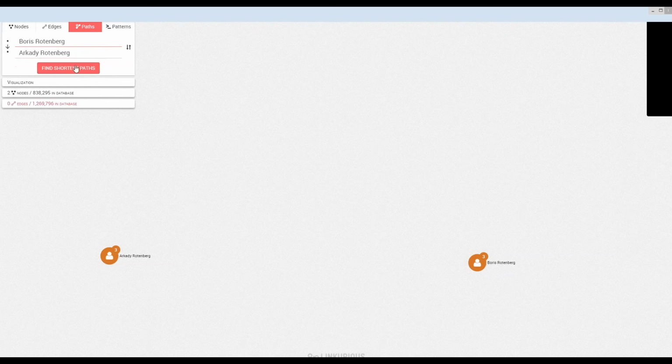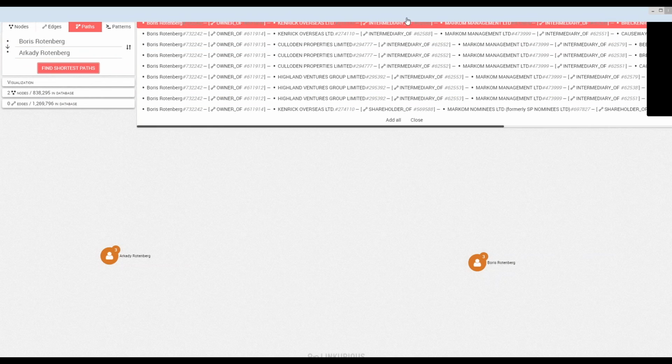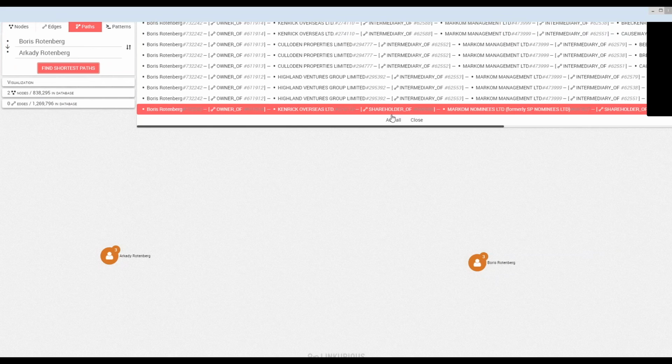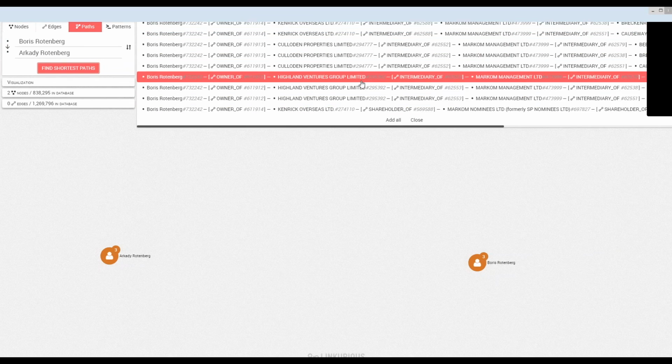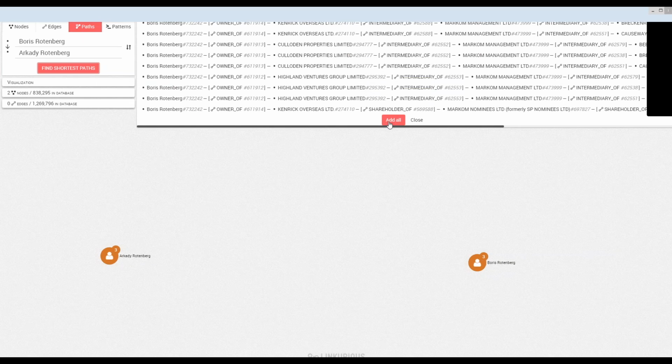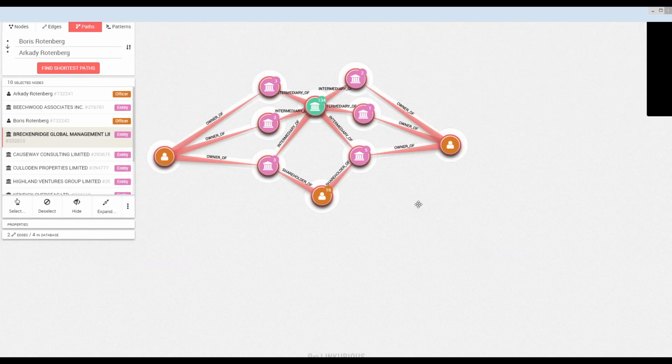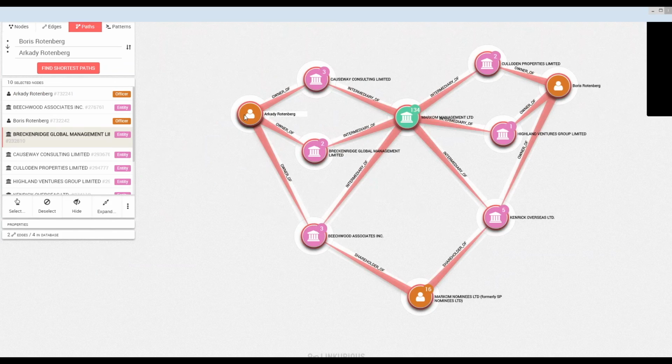I've selected these two nodes. I'm clicking on Find Those Paths, and I'm going to be able to view how these 2 persons are connected. It sounds like there are about 10 different paths between the 2 of them. I'm going to add them all to the visualization, and now I can see how Arkady Rotenberg here and Boris Rotenberg here are connected.